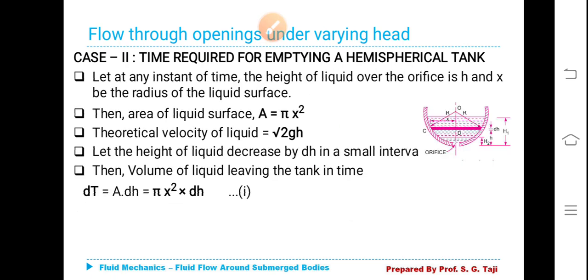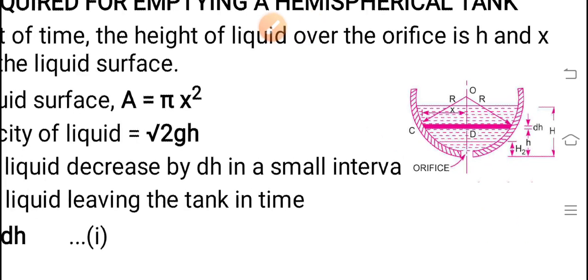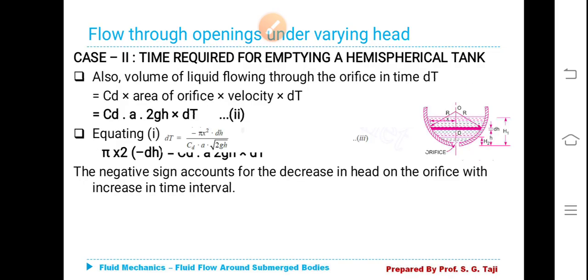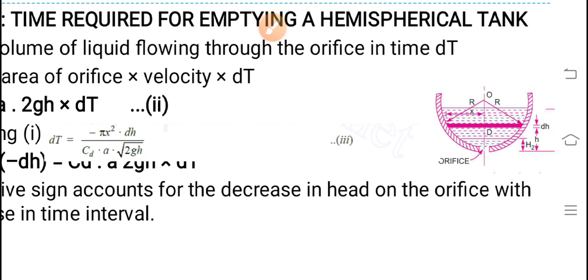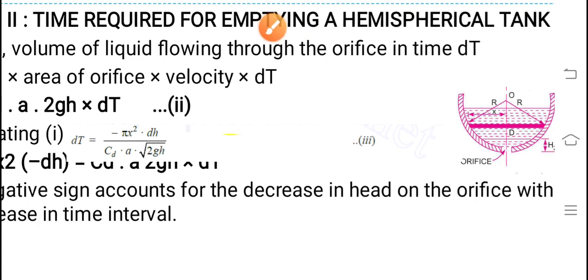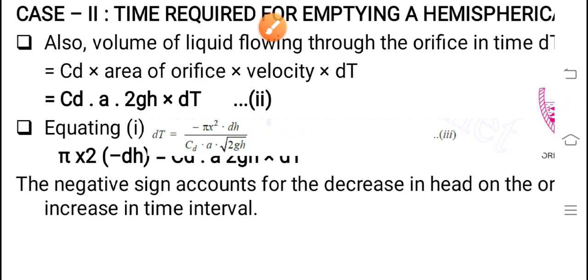Let us come here now. Let at any instant of time, as we explained in the previous case also, small h be the height above the orifice, and let it fall through small dh in small time dt seconds. Therefore, the discharge Q through the orifice is equal to Cd a root 2g h into dt.